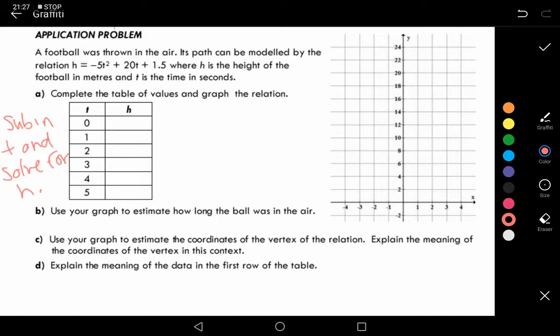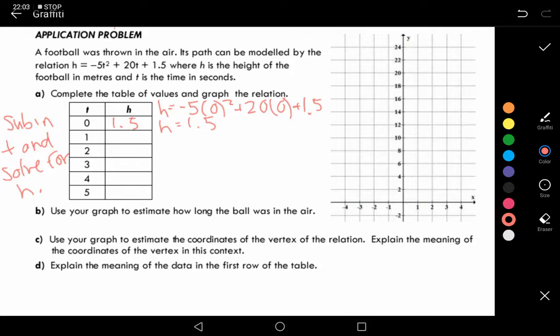The first value of t is 0, so I'm going to replace t with 0 in my equation. I have h equals negative 5 times 0 squared plus 20 times 0 plus 1.5. Anything times 0 is going to be 0, right? So 0 squared is 0, and 0 times negative 5 is 0, plus 0, plus 1.5. So h equals 1.5. I'd write in here 1.5.